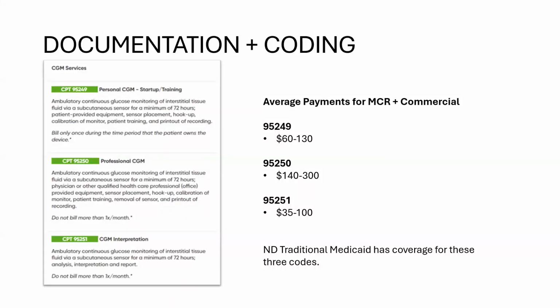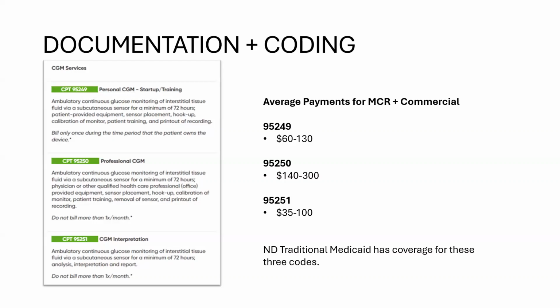But to go up to the top, there is an older code, 95249, which was training somebody on CGM, and that actually varies a little bit, because how and what setting people get trained on CGM has changed as the technology has changed. So there is a one time that the patient owns the device, there may be a CPT available for that initial startup and training. Then the 95250, there's something called professional CGM.